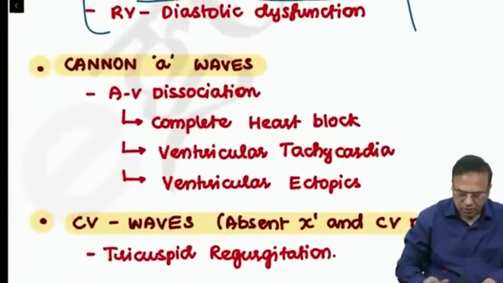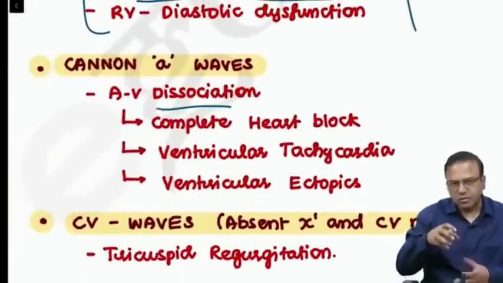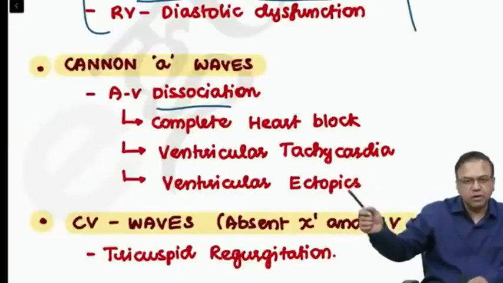So look at the cannon waves. AV dissociation should be there for cannon wave to occur. When atria contracts, ventricle also should contract simultaneously. This can happen in complete heart block, VT or ventricular ectopics.